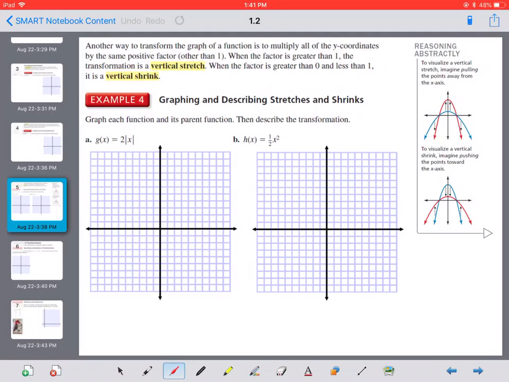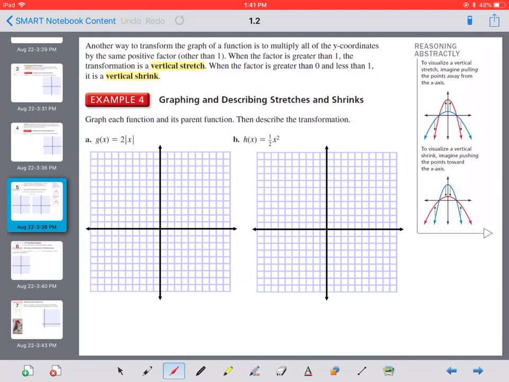Today we're going to talk about dilation, or changing the size of the graph. Another way to transform the graph of a function is to multiply all of the y-coordinates by the same positive factor. The reason they say positive factor is because the positive and negative part doesn't have anything to do with the dilation. It has to do with the reflection.